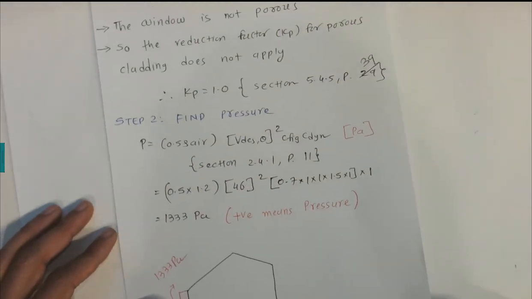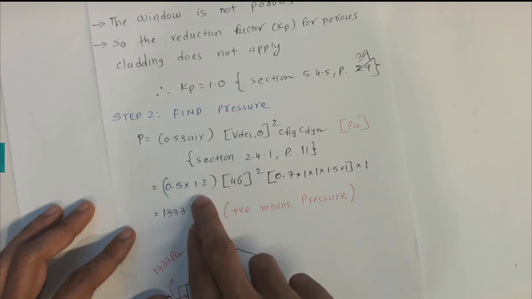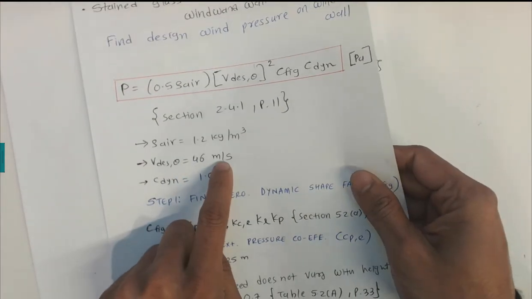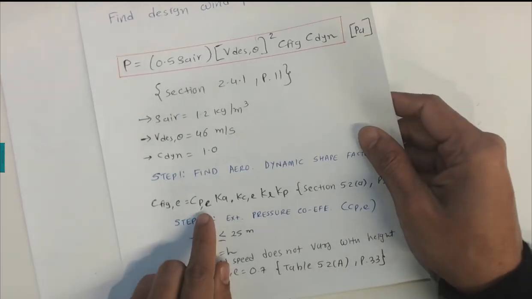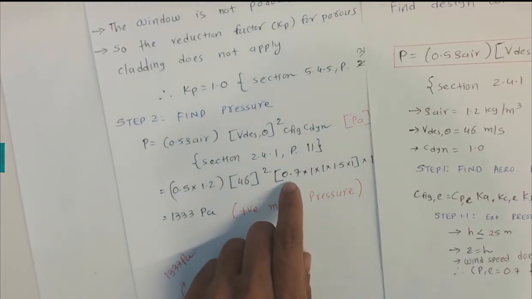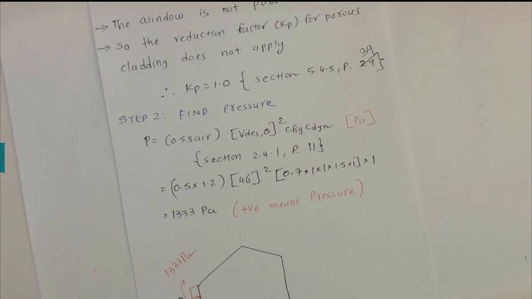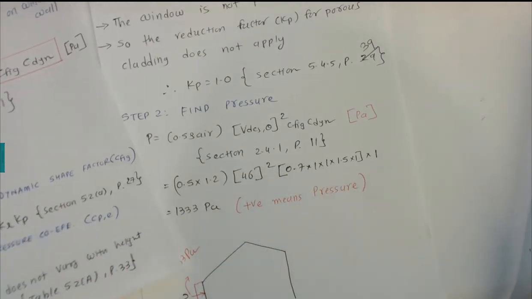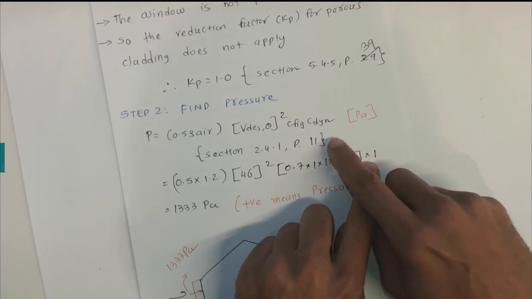Now once we found all the factors, we can find the pressures using the equation that we explained in the previous steps. We have 0.5, density of air is 1.2, and design wind speed is 46 meters per second, that we found previously. Now CFIG is the equation that we are going to use. CFIG has CPE, KA, KC, KL, KP. CPE value is 0.7 that we calculated. KA value is 1, KC value is 1, KL is 1.5 and KP is 1, and the dynamic factor is 1.